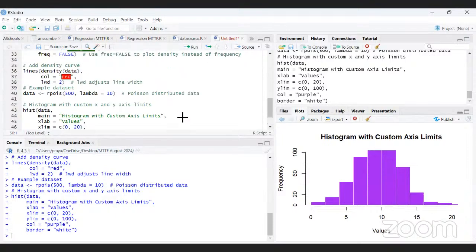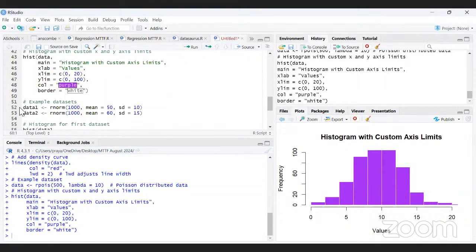So this is the histogram. Any question? It's all about writing the code and just keep on running.